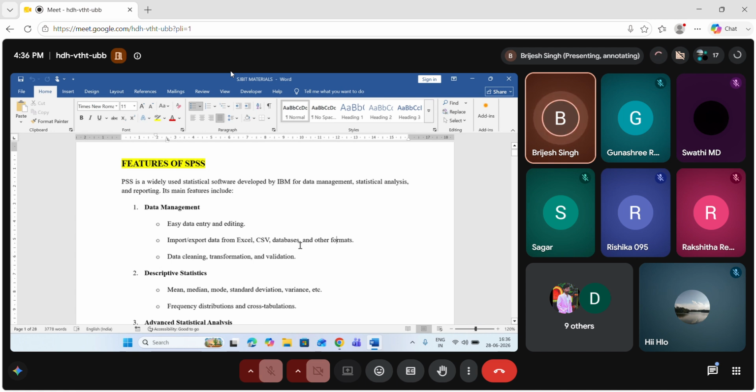Only the case study part which you have, that is connected with some kind of practicality. So that also I'll tell you how exactly it can be done.